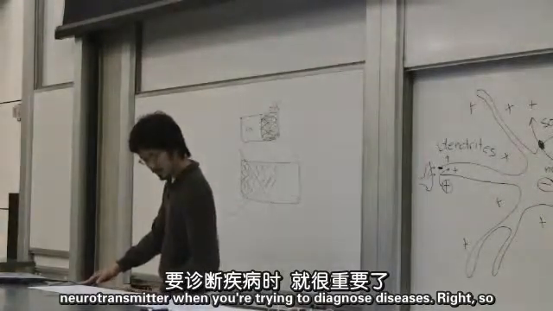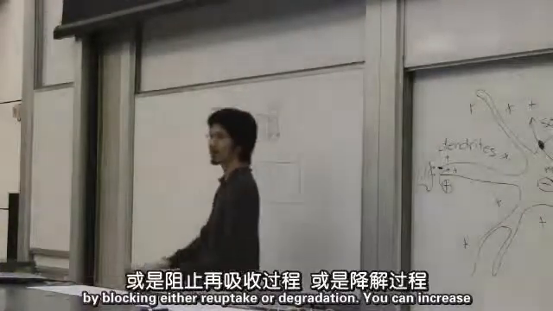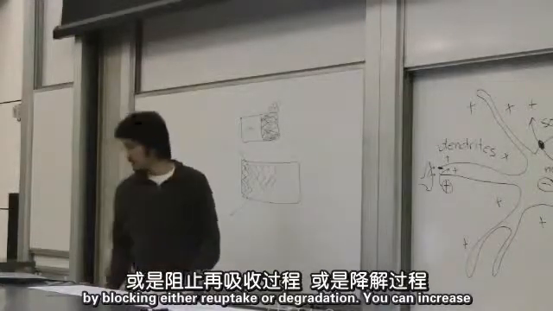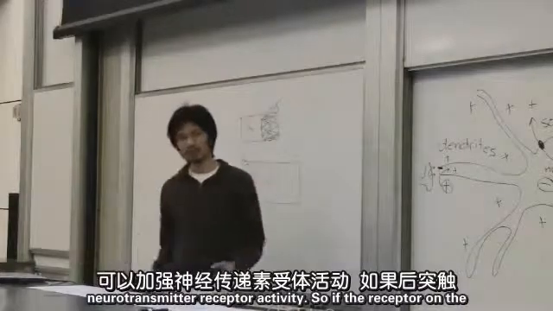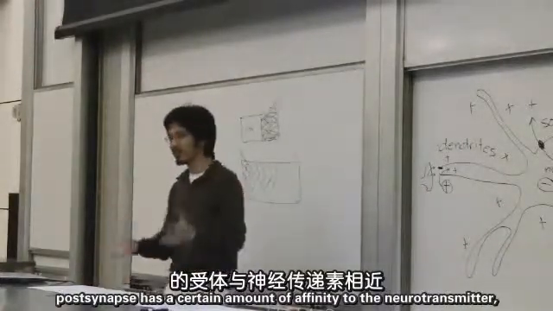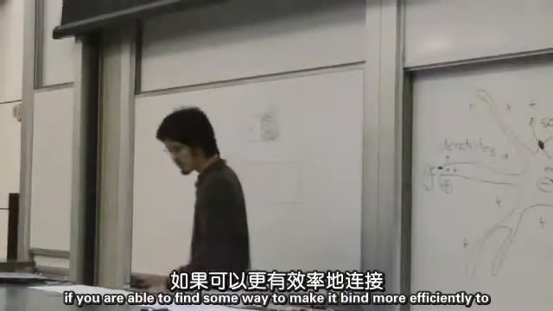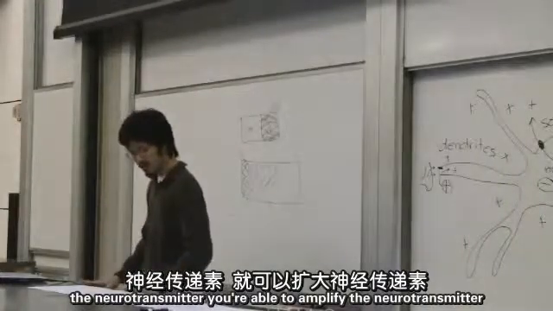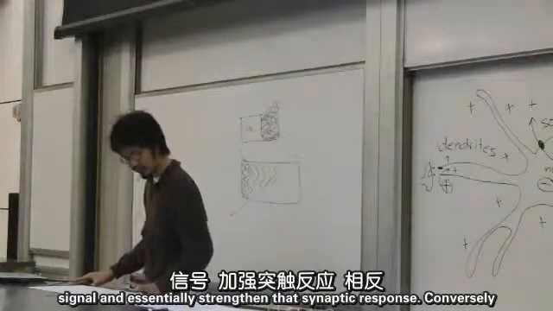So if you can force the released neurotransmitter to linger in the synapse by blocking either reuptake or degradation, you can increase neurotransmitter receptor activity. If the receptor on the postsynapse has a certain amount of affinity to the neurotransmitter, and you find some way to make it bind more efficiently, you're able to amplify the neurotransmitter signal and essentially strengthen that synaptic response.